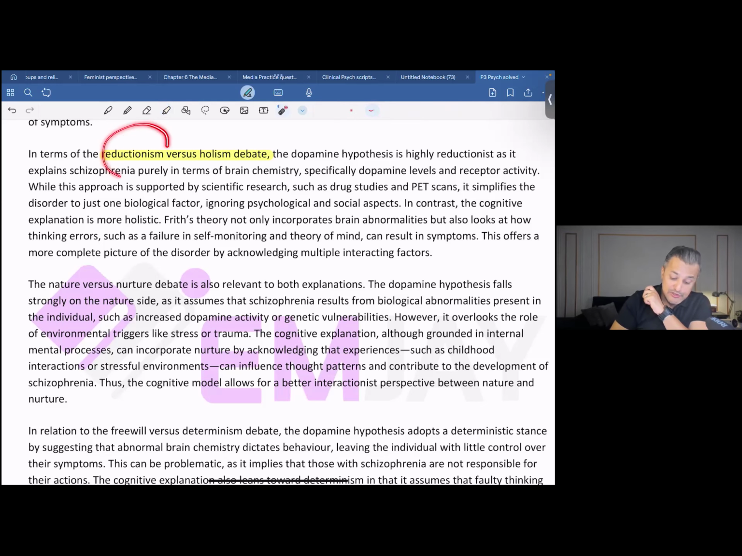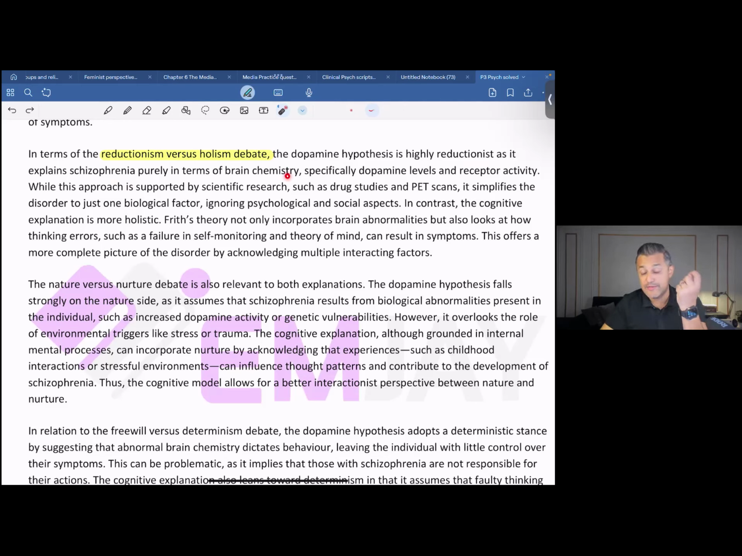Now, in terms of the reductionism versus holism debate, the dopamine hypothesis is highly reductionist as it explains schizophrenia purely in terms of brain chemistry, especially dopamine levels and receptor activity. We've mentioned the named issue over here, and we are also aligning it with the syllabus content that we had described earlier.